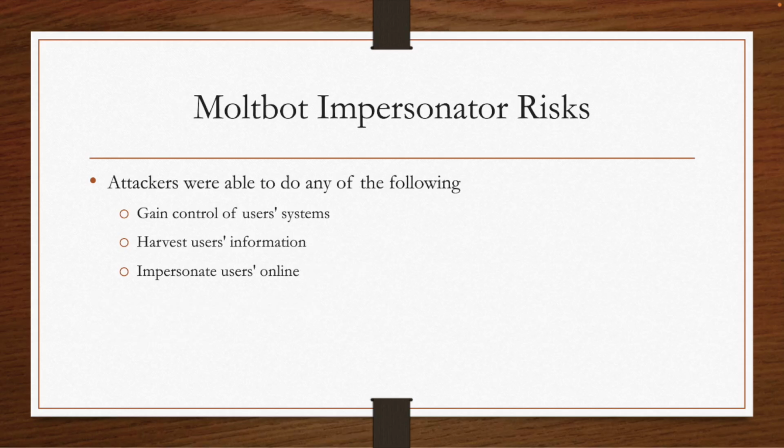So with this malicious software on users' computers, what exactly could the attackers do? The attackers were able to do any of the following. They were able to gain control of user systems and even start and stop services on those user systems. They're able to harvest users' information, including their credentials, any specific data slash personally identifiable information that the user may have, and they're even able to go as far as impersonating users online through the apps that Moltbot AI had access to, like I said before, with the iMessage, Slack, and other apps similar to those.